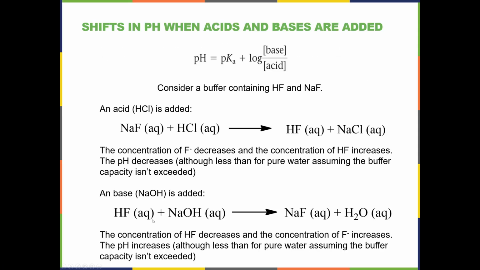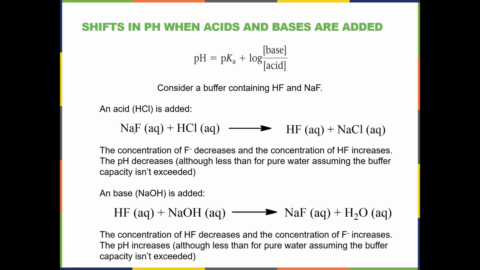So the next thing that we want to talk about is what happens to buffer solutions when we add acid and base. We talked about before what happens from a theoretical perspective, but in this case, we're going to actually apply some numbers to that theoretical perspective. So here, what happens if we add a strong acid to this buffer? Well, if we have a buffer containing HF and NaF, and we add a strong acid like HCl, what's going to happen to the concentrations?